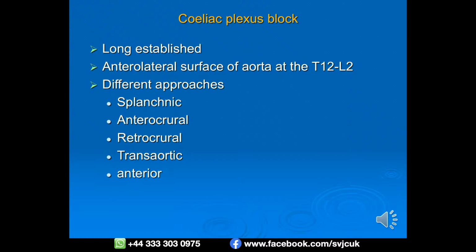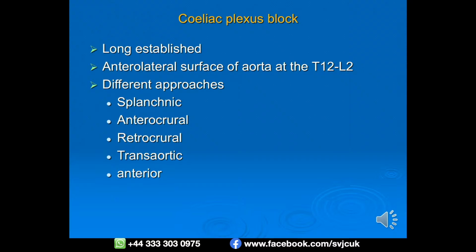Coming to celiac plexus block, it's a fairly long established block. The celiac plexus lies on the anterolateral surface of the aorta at around the T12 to L2 area, and there are different approaches used to do celiac plexus block, such as splanchnic, anterocrural, retrocrural, transaortic, and anterior.